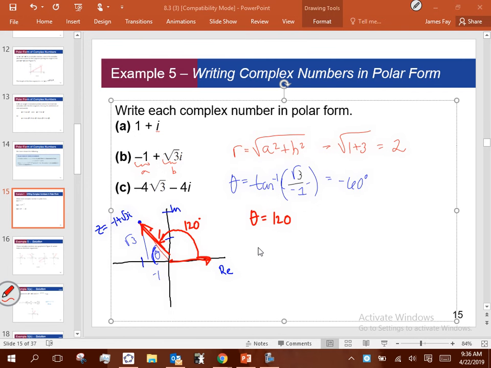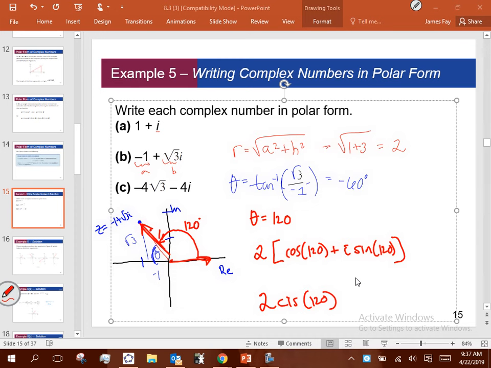So r, we said, was 2. We can go 2 times cosine of 120 plus i sine of 120. Or what I'm going to eventually start doing is just writing it as 2 cis 120. That's obviously a lot more efficient, a lot quicker to write.